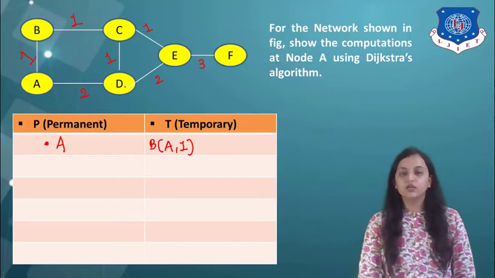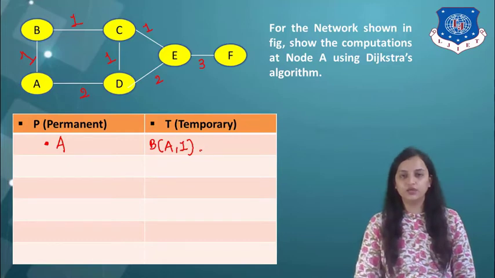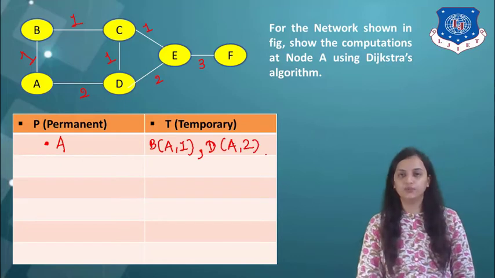Now same way, to node A, D is also connected. So over here we can also consider that. We need to write down D, that is our destination node from node A, and the distance is 2. So here we should write down 2.